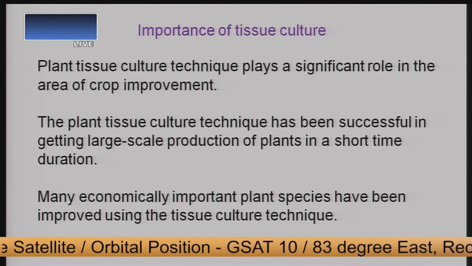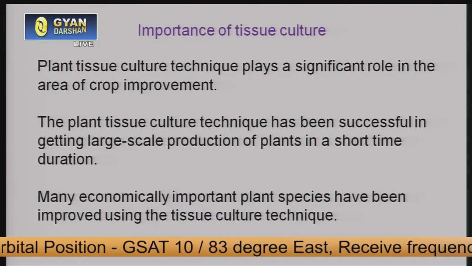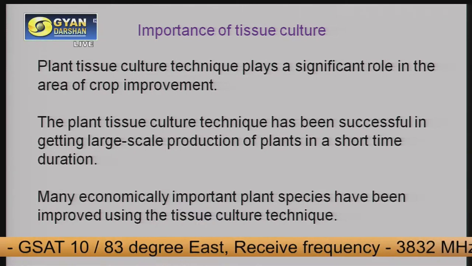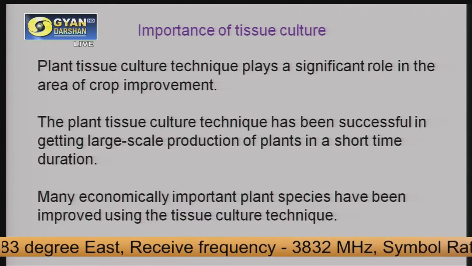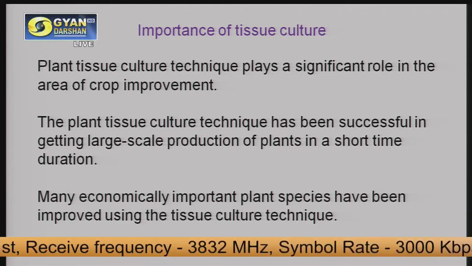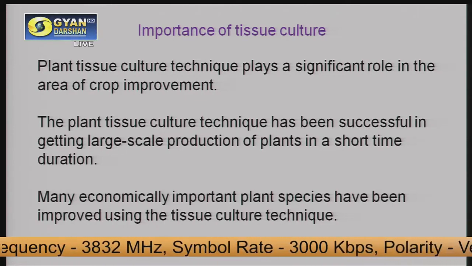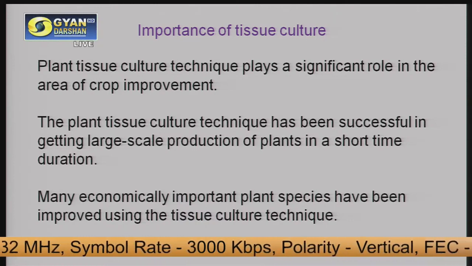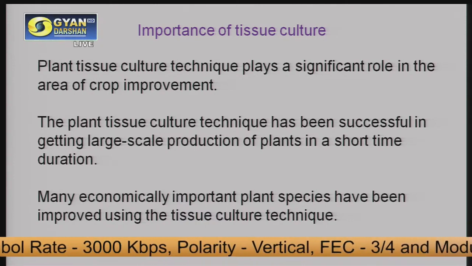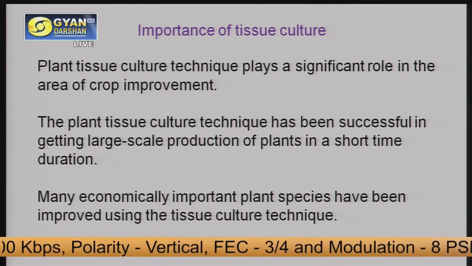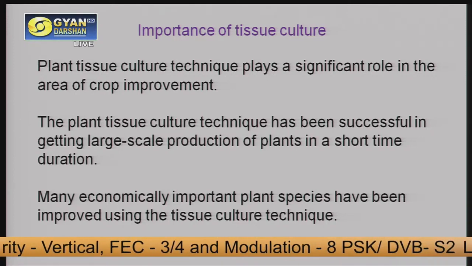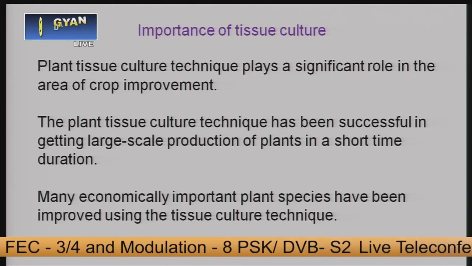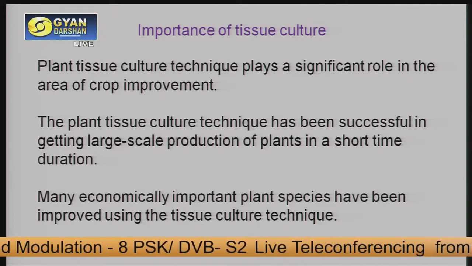It is useful in getting large-scale production of plants in a very short time because you don't have to depend on seasons. It is season independent. You are developing a condition in the laboratory and you can grow the plant there, maintaining all the necessary conditions, so it becomes much faster to generate the plantlet. Any economically important plant you can grow through tissue culture and propagate in a much faster time.